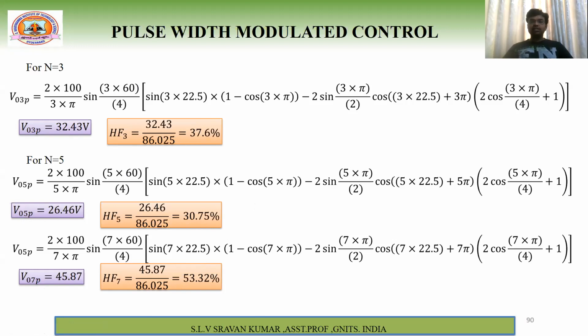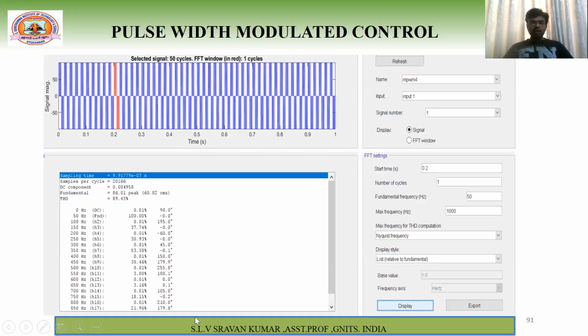If you choose the same pulse width, or if you change the pulse width, you may get different values. Okay, so this is your MATLAB THD. This is the fundamental, 86.01. The THD increases to 89.43. I didn't derive this in this problem, but please try it.